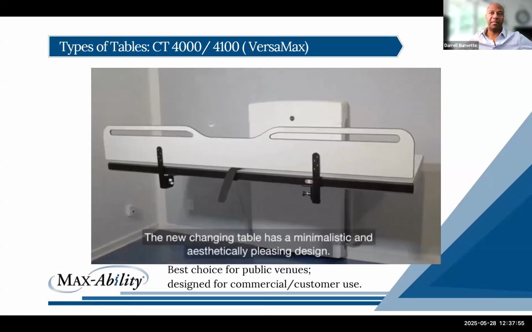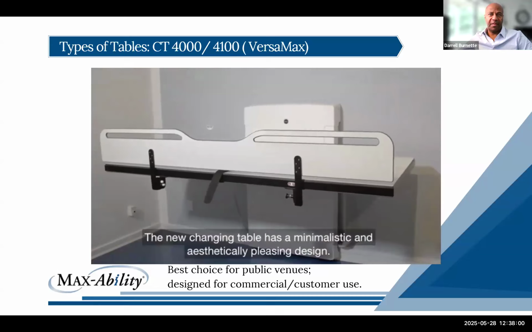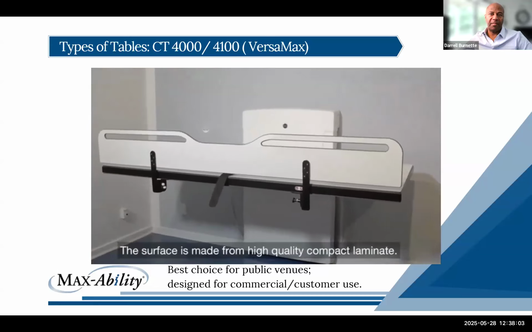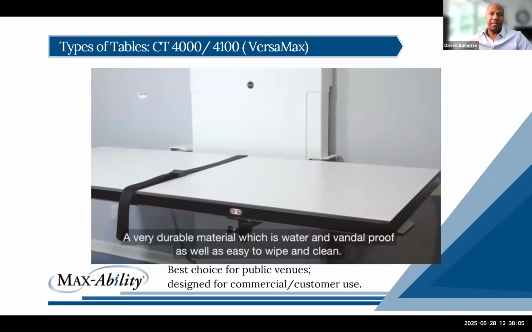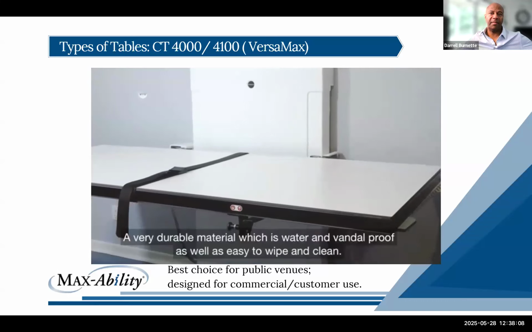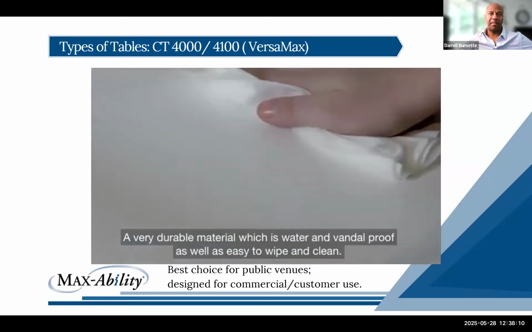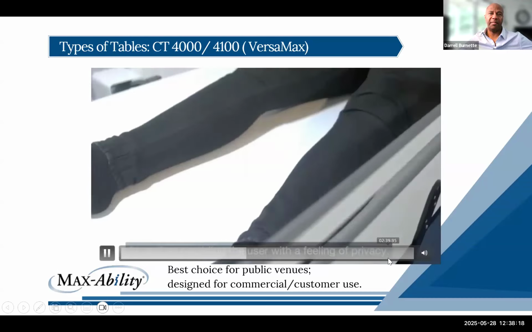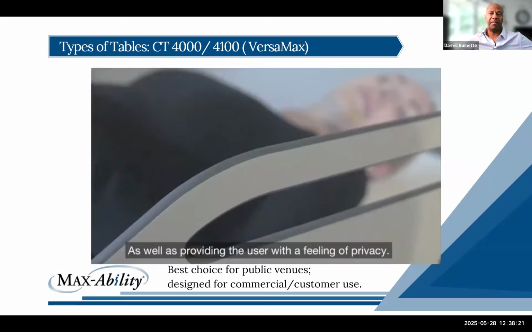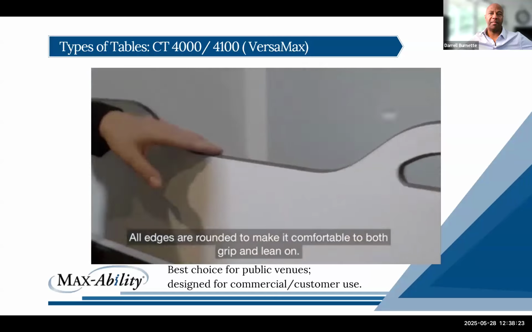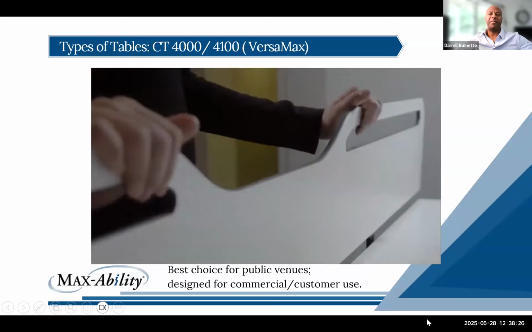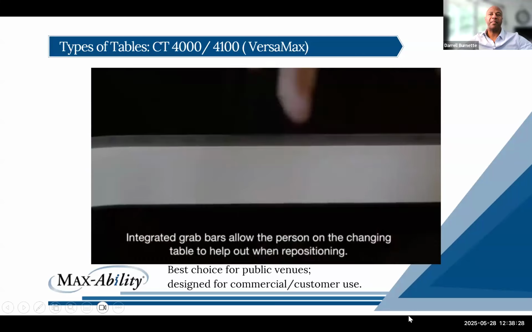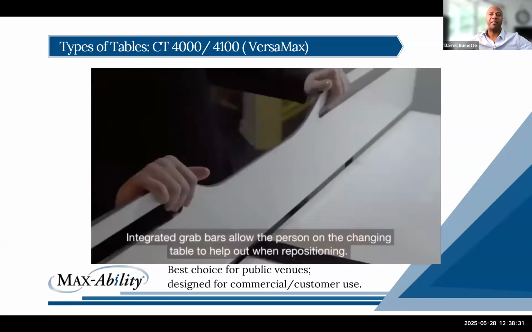The new changing table has a minimalistic and aesthetically pleasing design. The surface is made from high-quality compact laminate, a very durable material which is water and vandal proof, as well as easy to wipe and clean. The full-length safety rail with no latch openings ensures that arms and legs are kept safely inside, as well as providing the user with the feeling of privacy. All edges are rounded to make it comfortable to both grip and lean on. Integrated grab bars allow the person on the changing table to help out when repositioning.